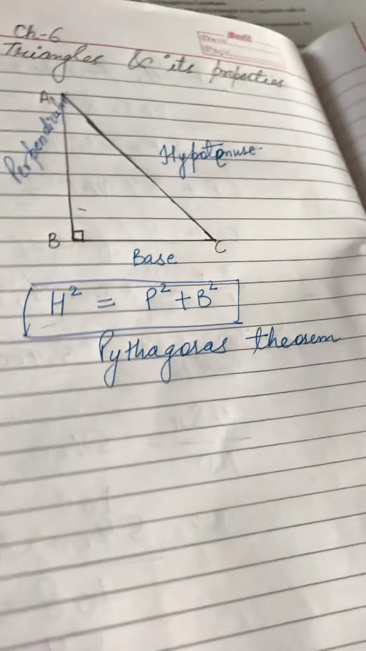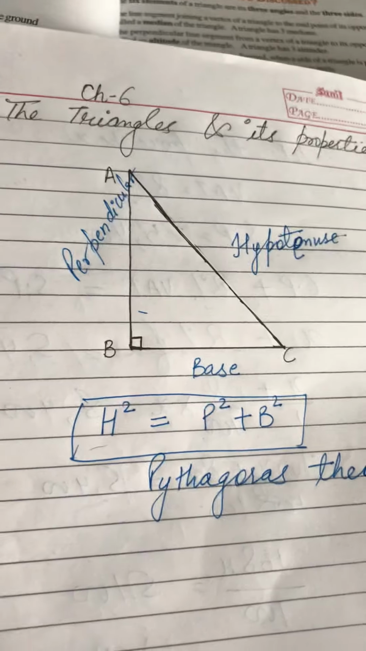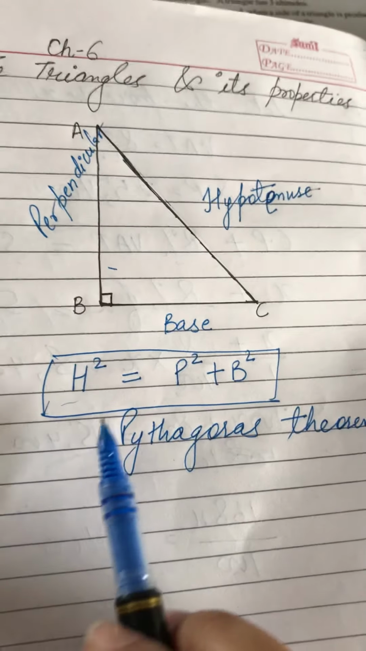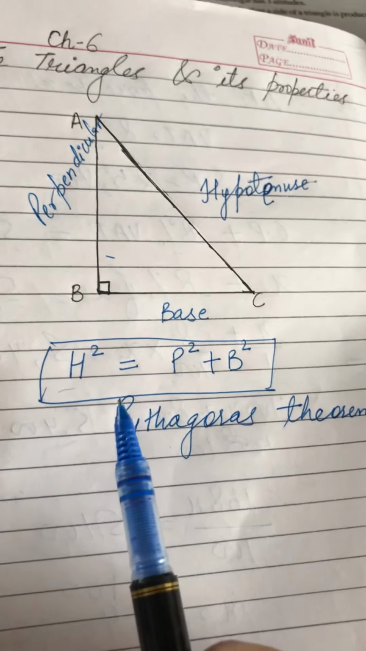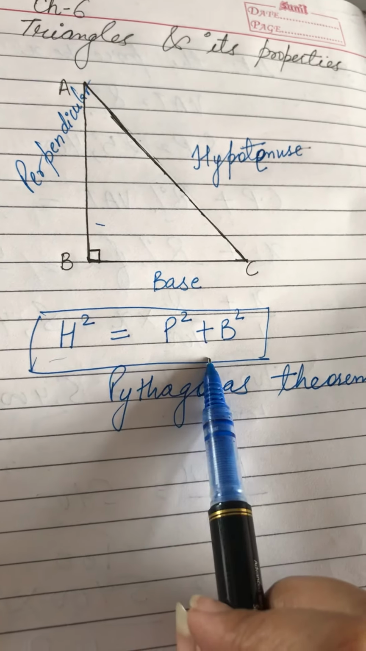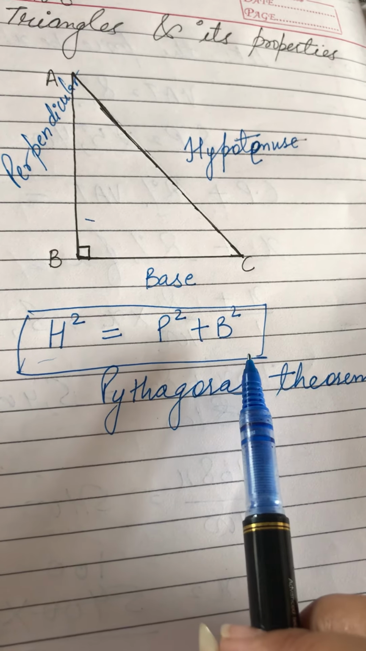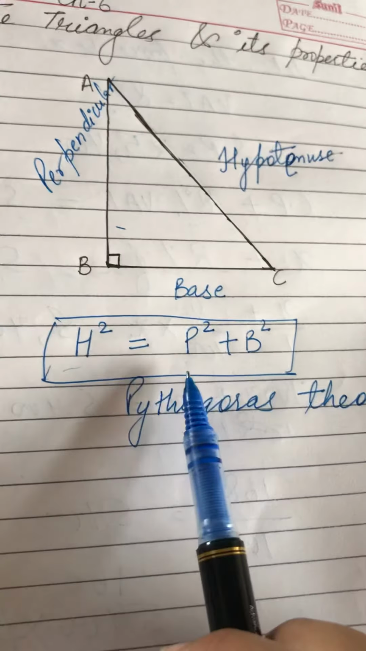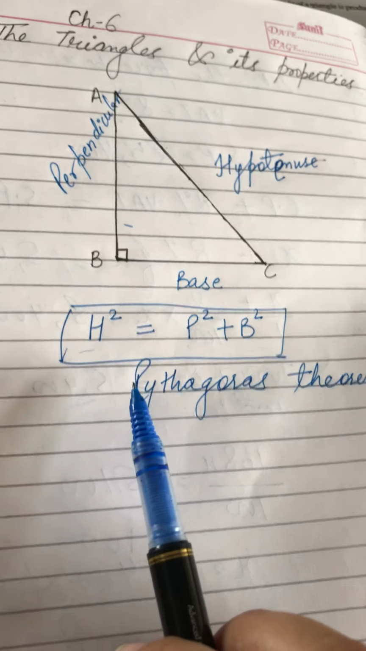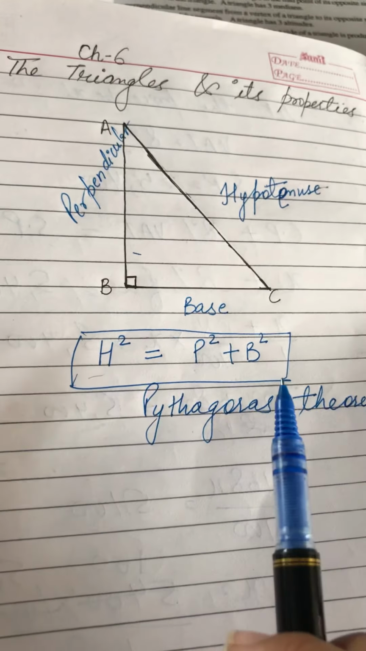Now, what is the use of this theorem? The use of this theorem is that whenever you have a missing side out of the three sides of the triangle, and the other two sides are given, you can easily find the missing side. Now, based on it, we have exercise 6.5.